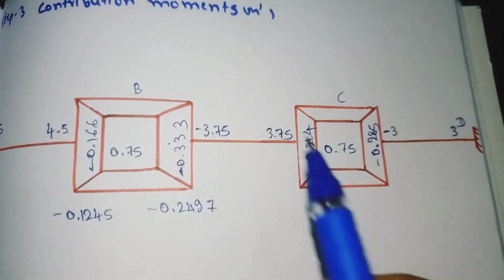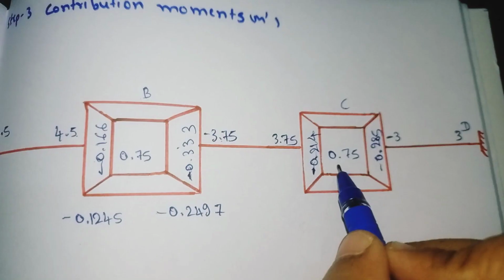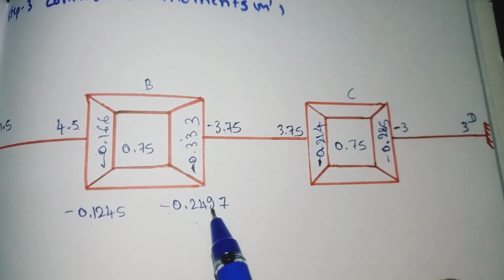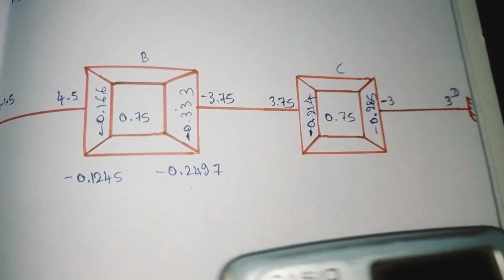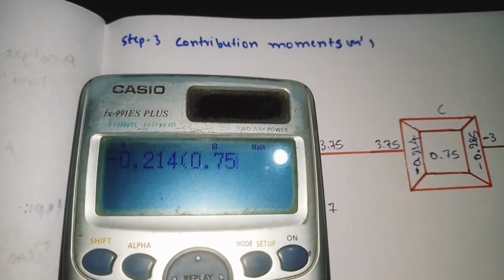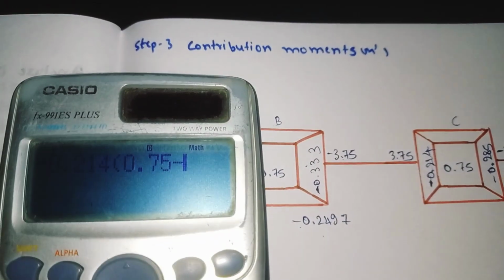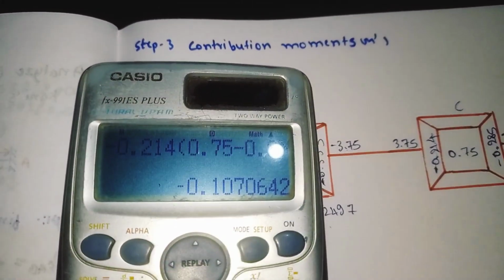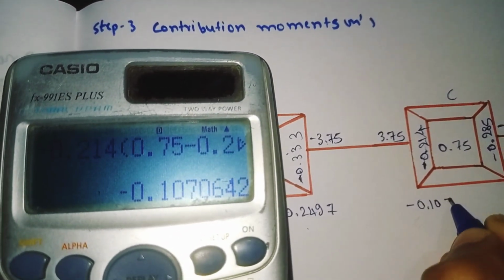Similarly for CB we need to do. Here the value is minus 0.214 into 0.75. The far end moment for CB is the value which we have got, minus 0.2497, and here the far end moment is 0. So we need to add these three. Minus 0.214 into 0.75, minus the far end moment value we got, minus 0.2497. So I add it, minus 0.2497. Now solve it. It will come out as minus 0.1070. So write it here, minus 0.1070.